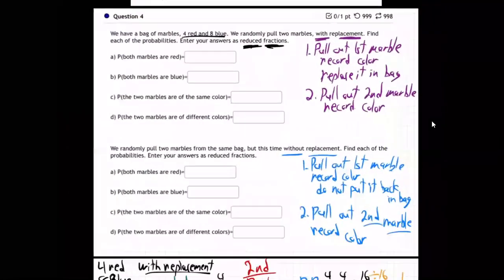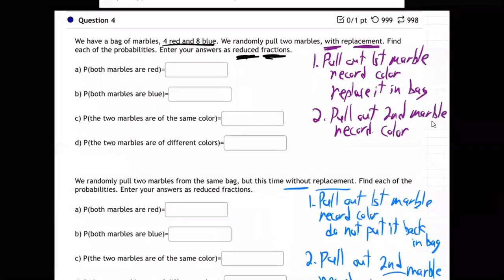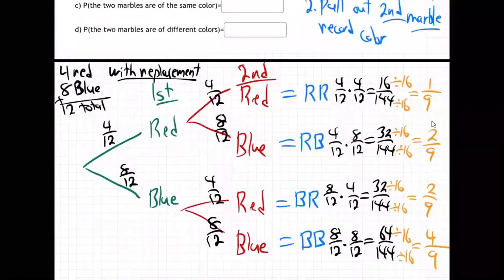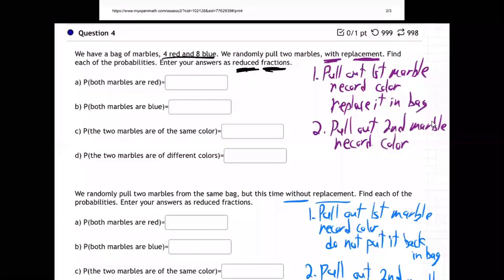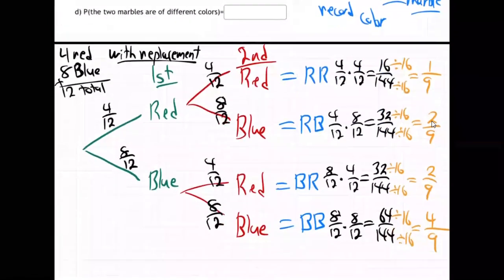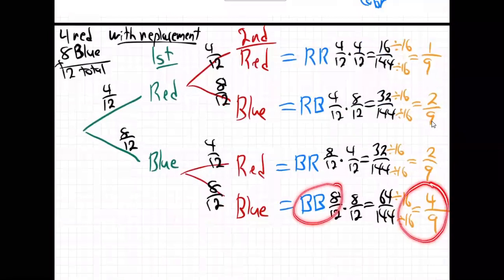Once you've got the table, the tree, the questions won't be too bad. Both marbles are red. Red, red, right here. Red, red, 1/9. Yeah, okay. So that's 1/9. Next question. Both are blue. Blue, blue, 4/9.